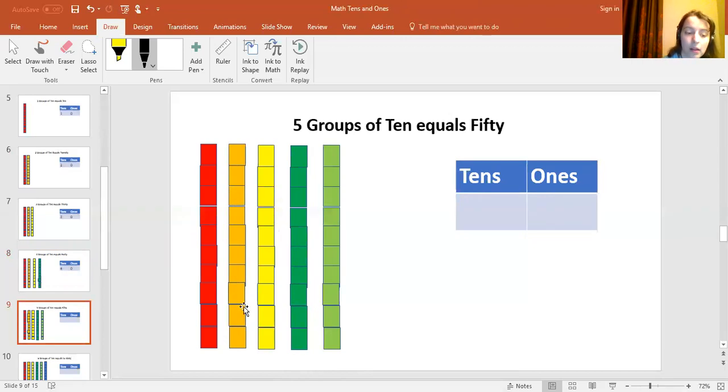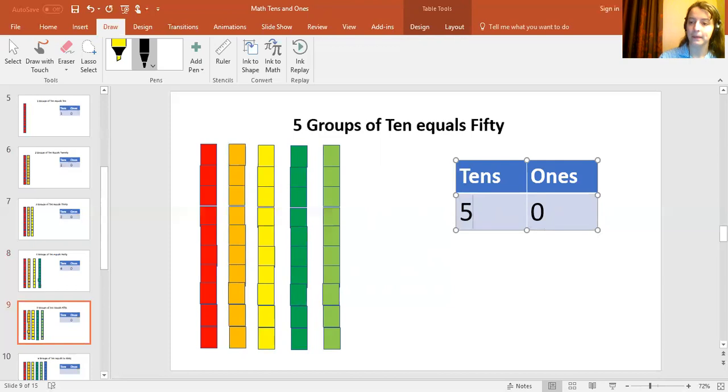Okay, so now 1, 2, 3, 4, 5. We've added one more group of 10, which equals 50. Everyone say 50. 50. So that would be the ones place. We know it's 0 because counting by tens always has 0; we do not have any left over. And then 5.